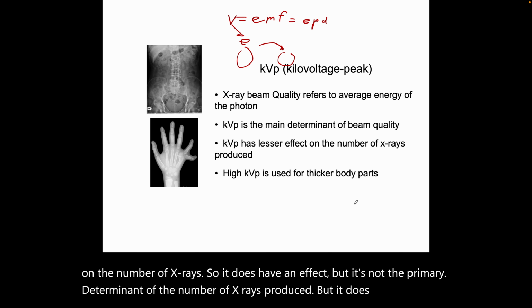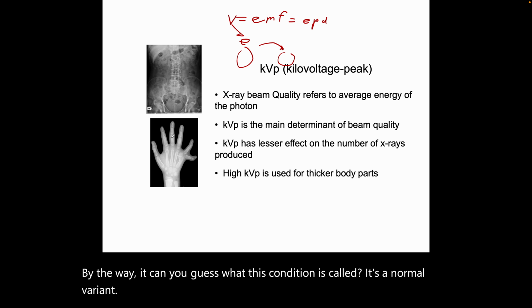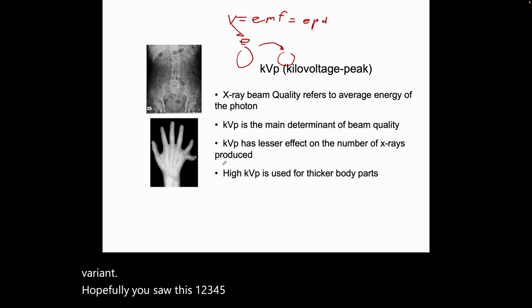By the way, can you guess what this condition is called? It's a normal variant. Yeah, hopefully you saw this. 1, 2, 3, 4, 5, 6.